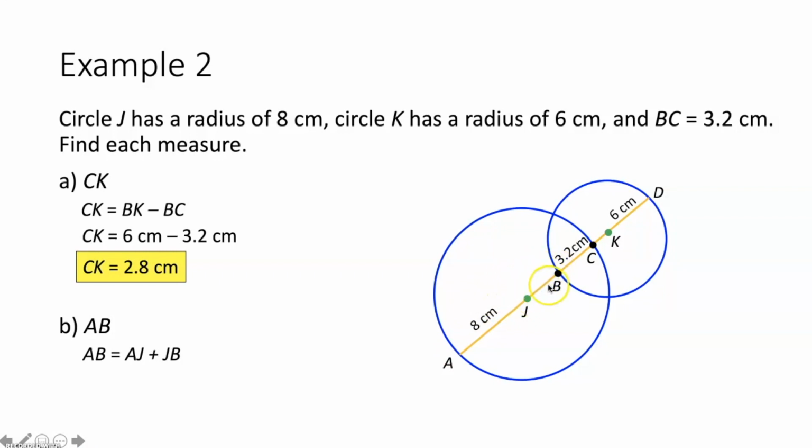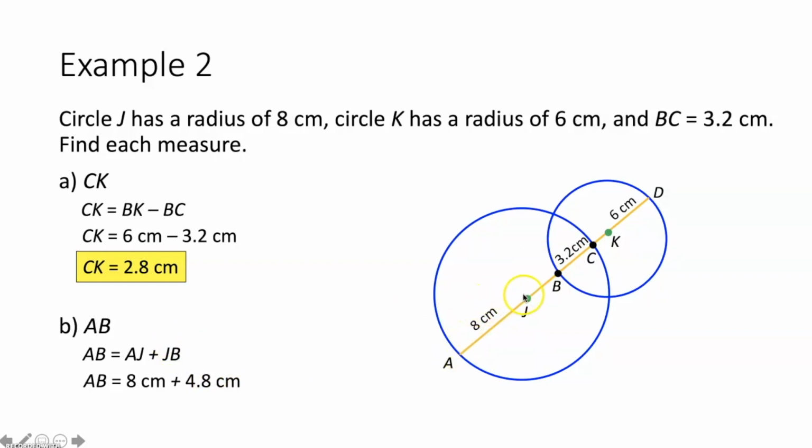But the question is, what is the measure of segment JB? Well, if I know that the radius of circle J is 8 centimeters, then I know that the measure of segment JC over here is also 8 centimeters. So if I want to find the measure of segment JB, I just take 8 centimeters, subtract 3.2 centimeters, and I'm left with 4.8 centimeters. That I can plug in for the measure of segment JB.